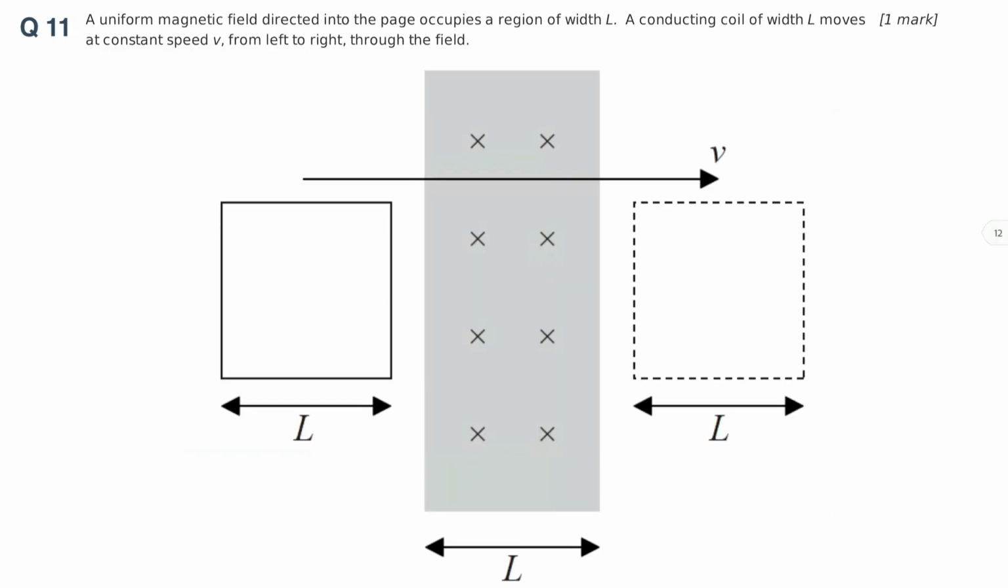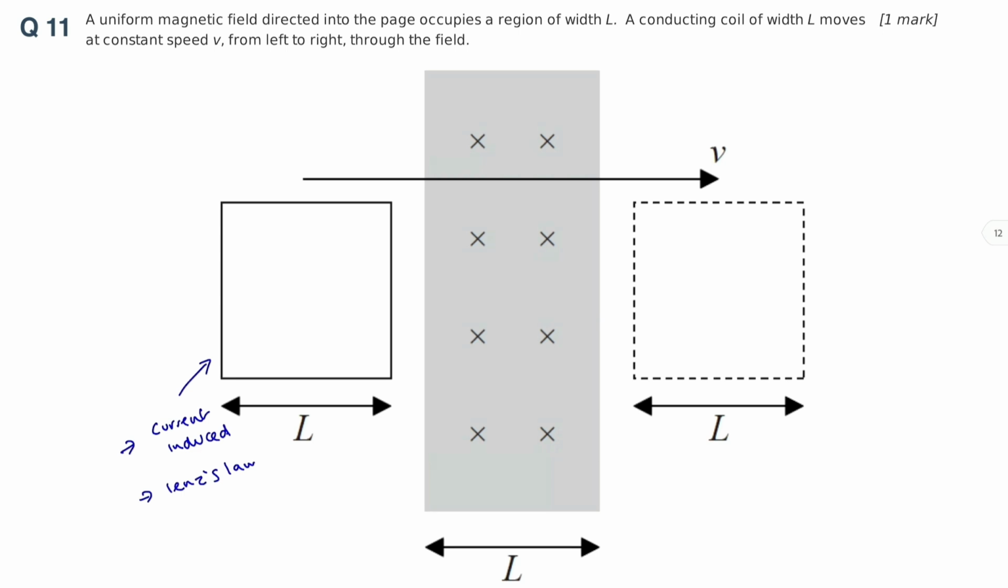A uniform magnetic field directed into the page occupies a region of width L. A conducting coil of width L moves at a constant speed V from left to right through the field. So there will be a current induced in here because it's a closed coil, which means we'll be dealing with Lenz's law. That means that the direction of the current will change as we go through this magnetic field. From the instant that the coil enters the field until the instant the coil leaves the field, which of the following best describes the direction of the current induced in the coil?